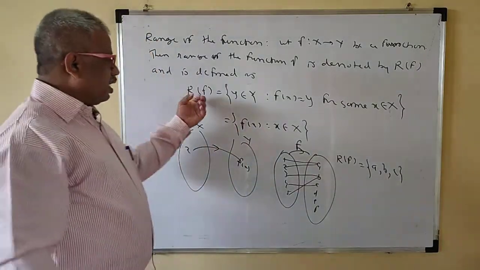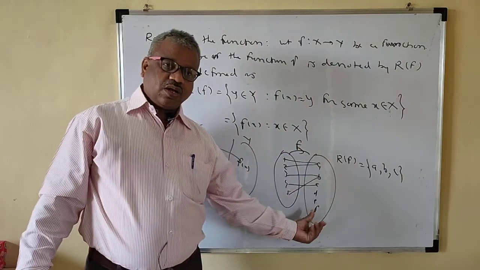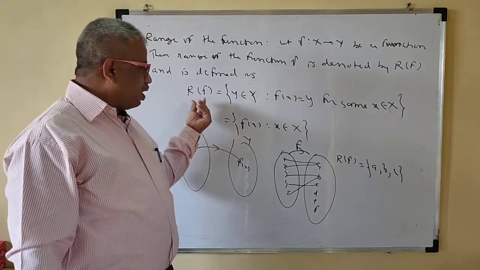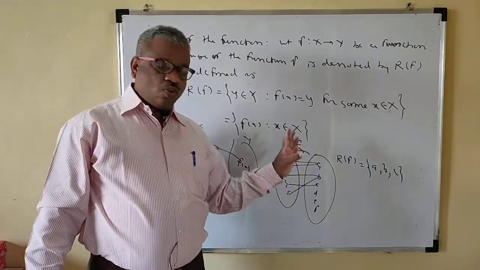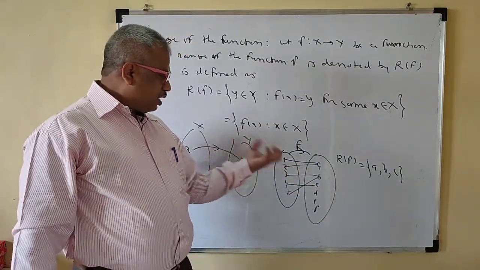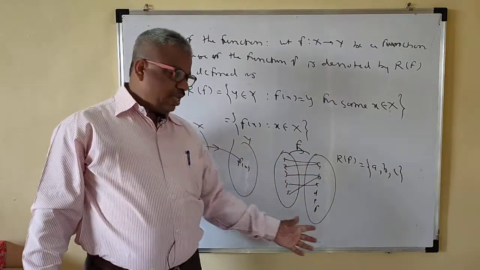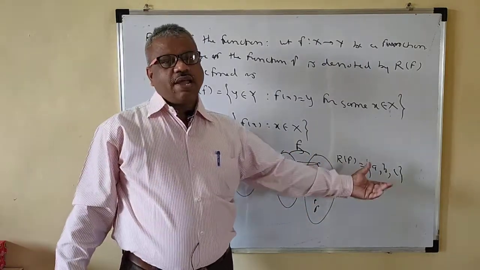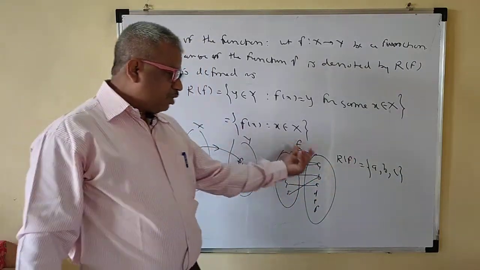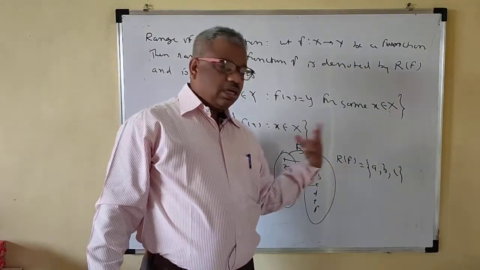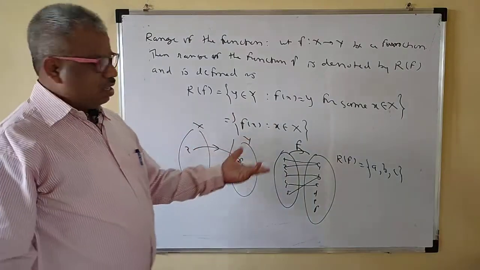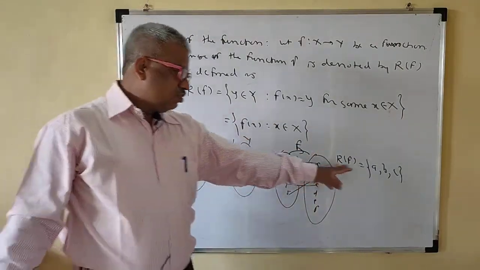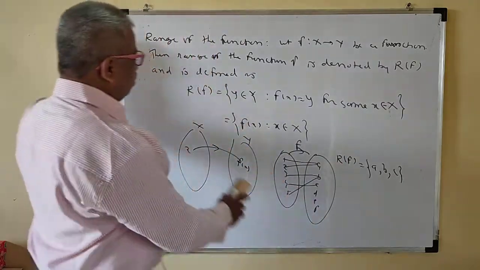So in the range function you have to take elements of the codomain, but you don't have to take all the elements of the codomain. Only the elements which have a pre-image. A has a pre-image, B has a pre-image, C has a pre-image. Only these I have taken from the codomain in the range function. The range is the set of the images. So these are the set of the images. Okay.